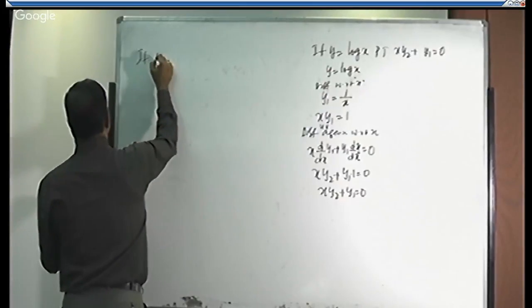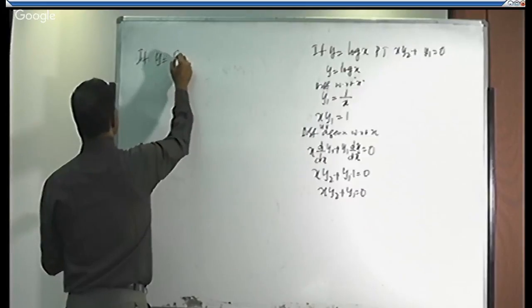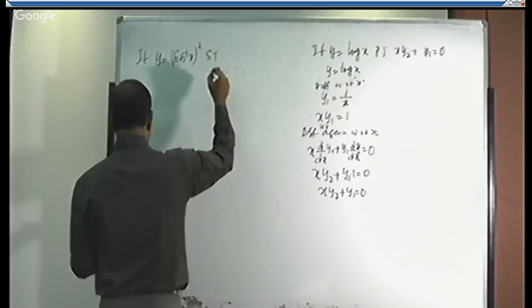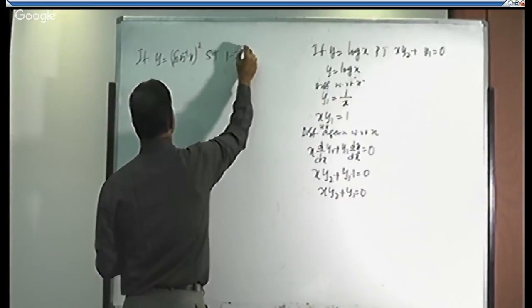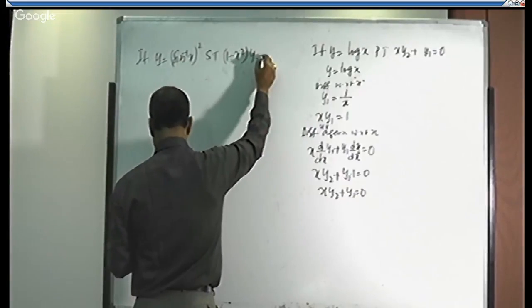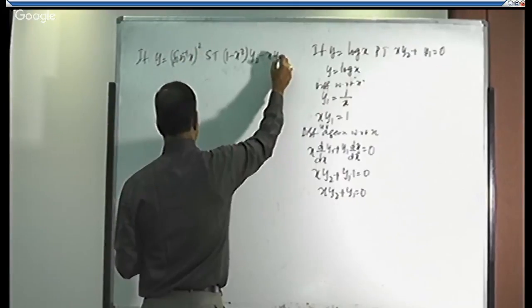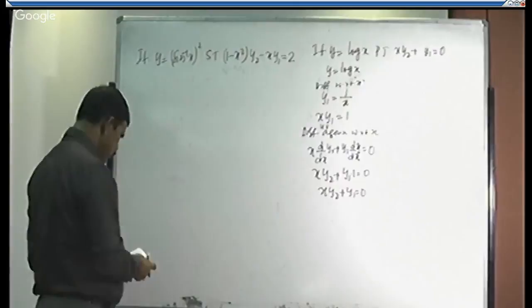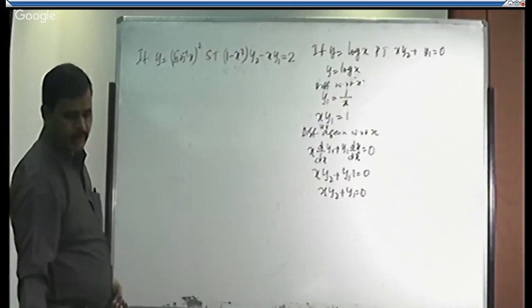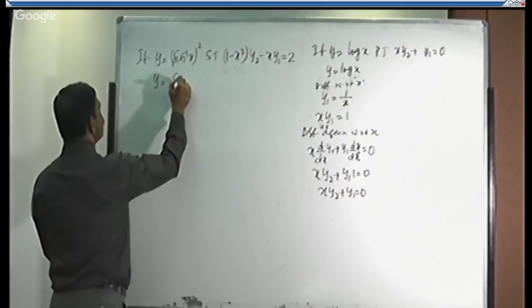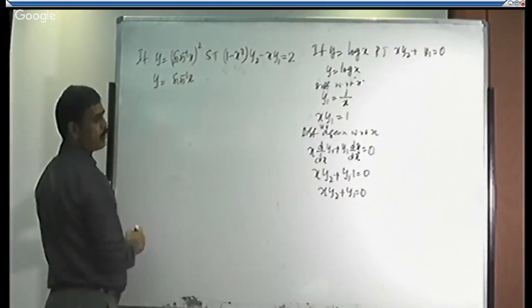Take this. If y is equal to sine inverse x to the power of 2, show that 1 minus x square into y2 minus x y1 is equal to 2. You take y. Y is what? Sine inverse x whole square.